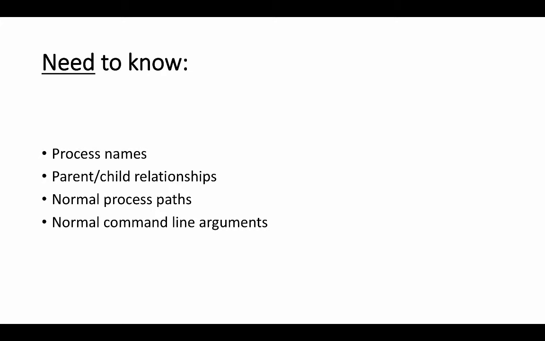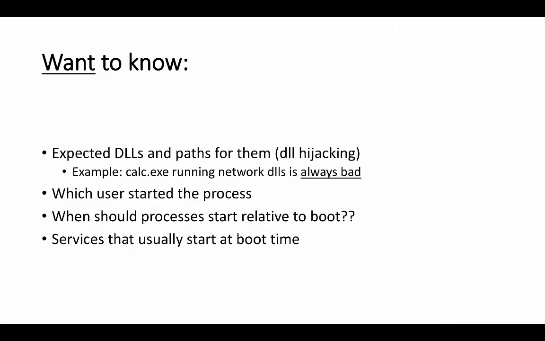We want to focus on knowing normal process paths. In other words, if a process is running, what's the path in the file system where it's supposed to be running from? And then finally, what the normal command line arguments are for that particular process. What we want to know, in addition to needing to know, is expected DLLs, and we'll talk about DLLs in a second, and what the paths are for them.